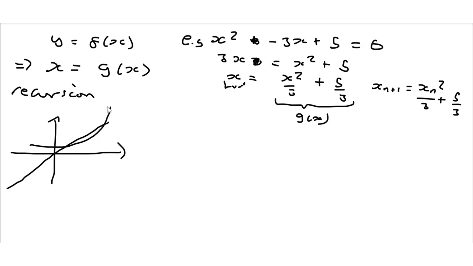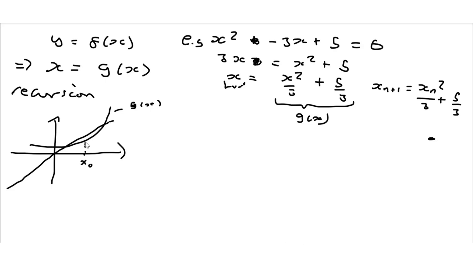So let's just plot something that looks like this, okay, and that would be our g of x, because the roots are at the same point that y equals x is equal to y equals g of x, because x is equal to g of x if y is equal to f of x. And then we pick an x naught and we go up to the graph, and this gives us our x1, because xn plus 1 is the value of g of x evaluated at xn, so x1 is equal to g of x0.